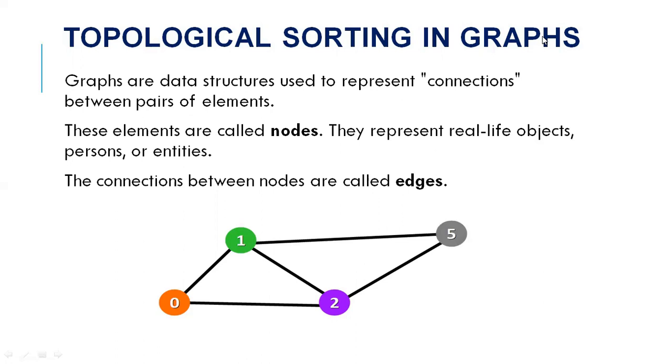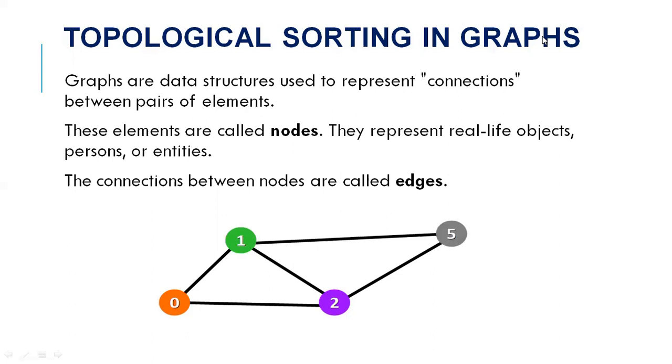As you know, sorting is a way of organizing elements in a specific order. It may be either ascending or descending order. In a similar way, we have to arrange all the jobs in a specific order. That is the logic of topological sorting.